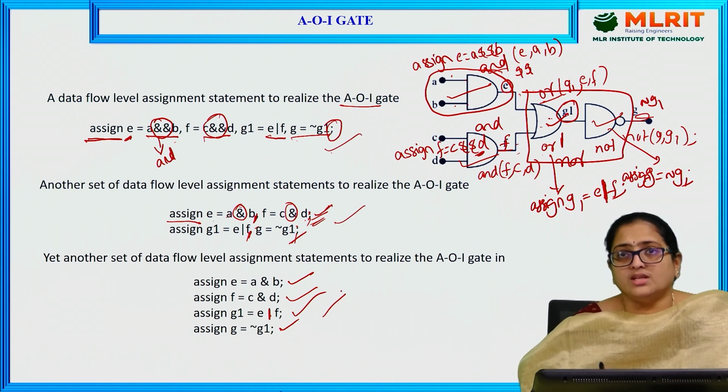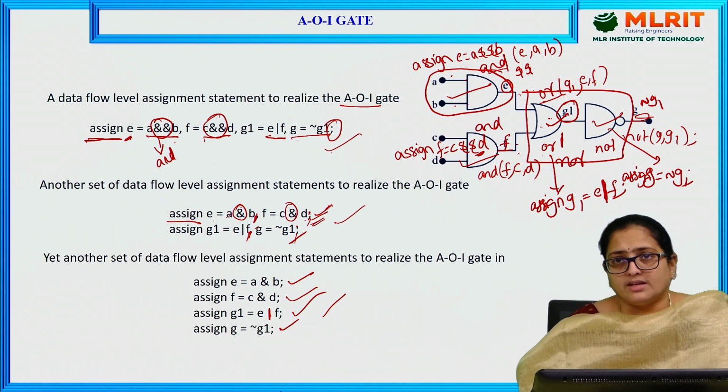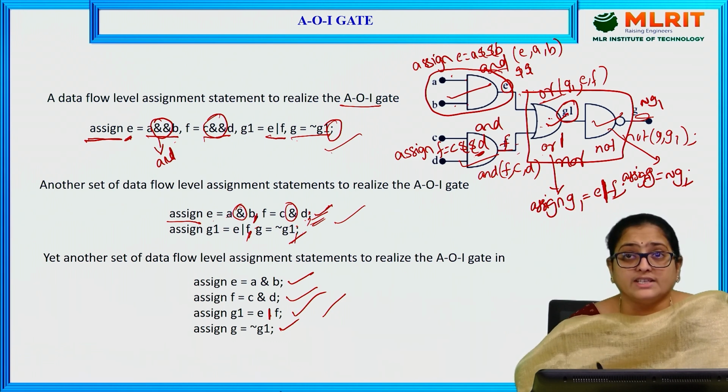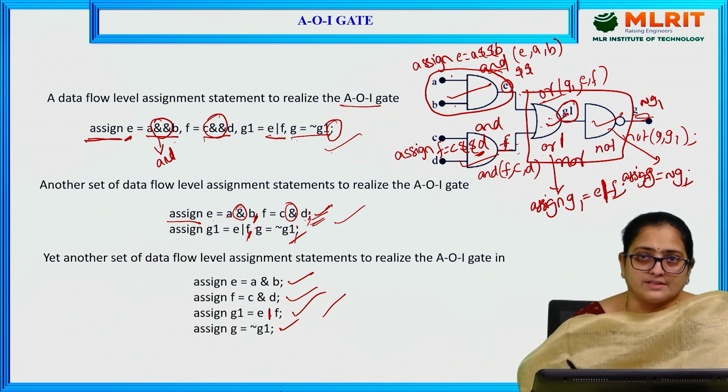The difference between data flow and gate level is that in gate level we use primitives, whereas in data flow we use a continuous assignment for operands with their respective operation.